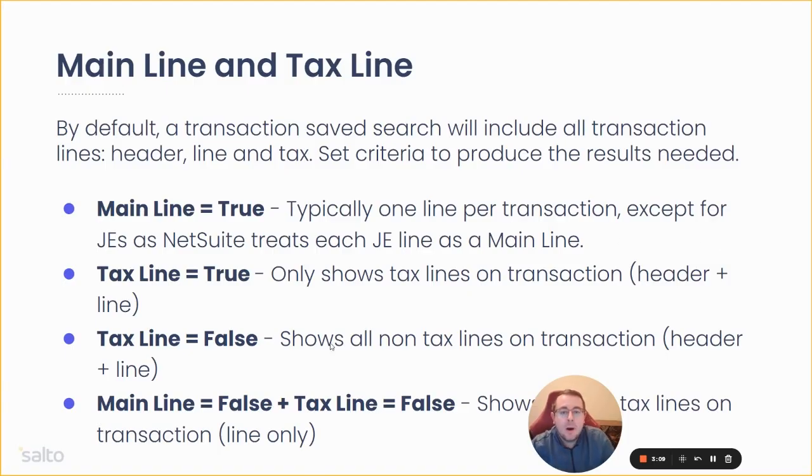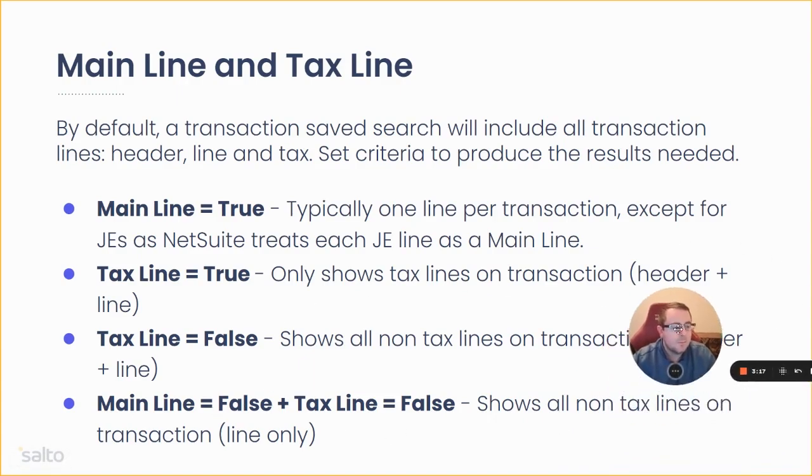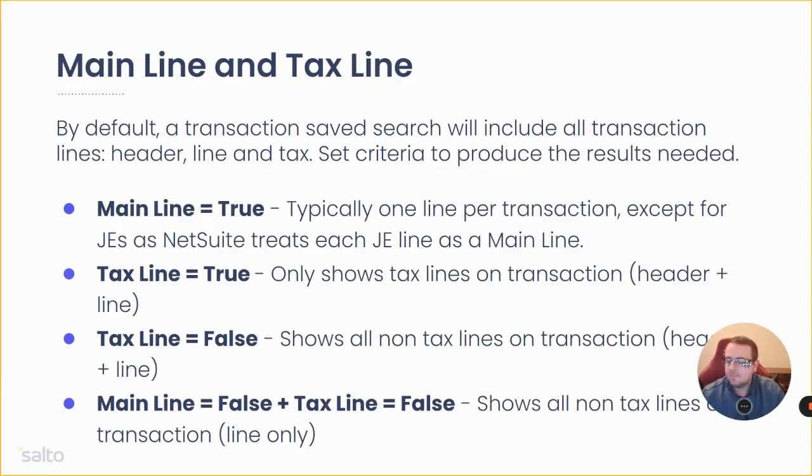And then we can actually combine the mainline and tax line criteria. So if we set mainline to false and tax line to false, NetSuite is going to show us all of the non-tax line items only. So in this case, for our saved search, it's only going to show 1 line. Let's jump back into NetSuite and prove that.